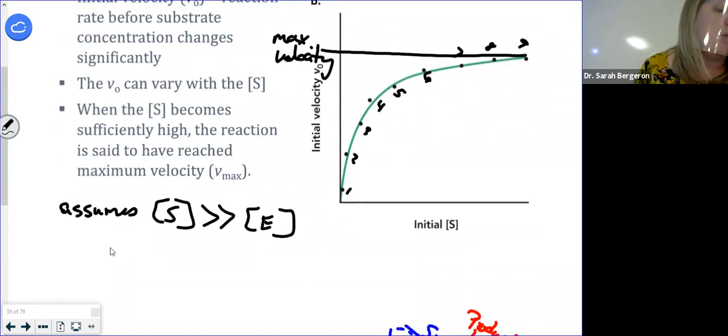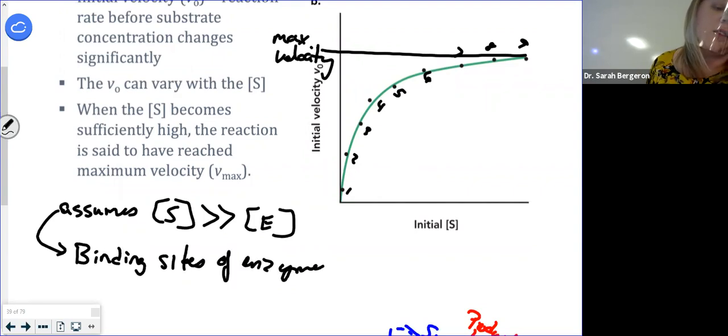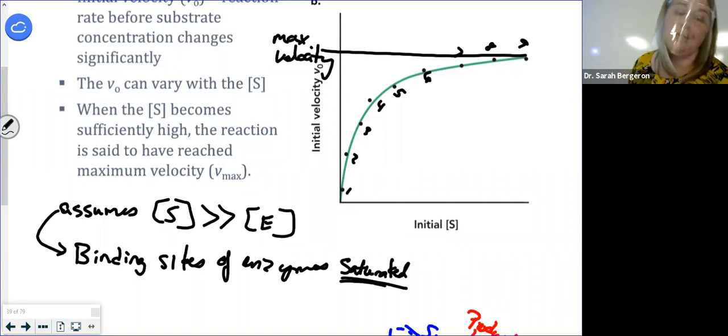So if we're assuming that we have so much substrate, tell me about the binding sites of our enzymes. Are they full or empty or somewhere in between? They are full. They are saturated. So now we're really looking at how quickly the enzyme can work, not on how easily it is to bind to the enzyme, but how quickly the enzyme can work. It's very important to make that distinction.